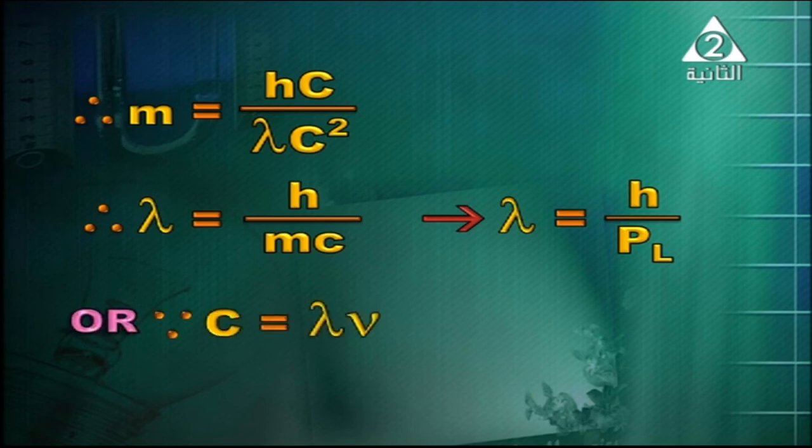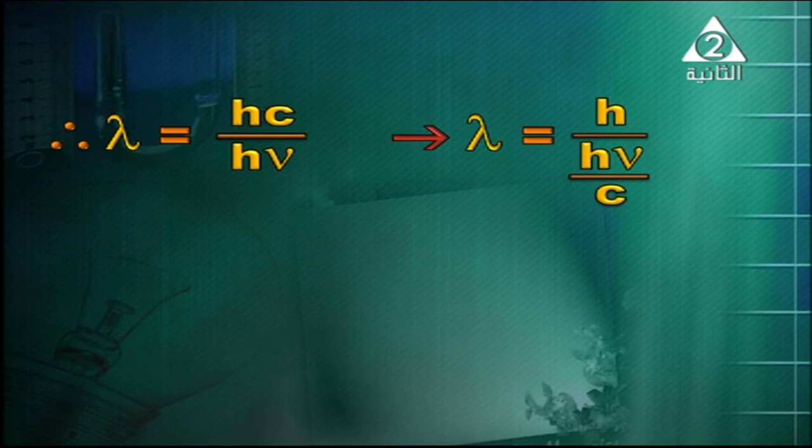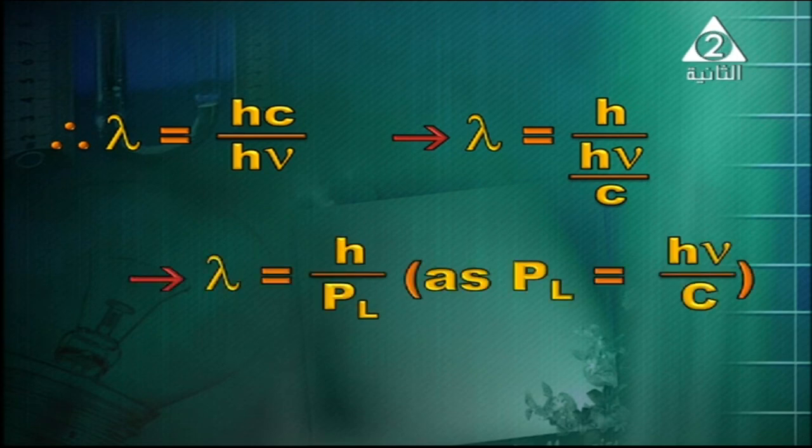Another method: since c equals lambda nu, lambda equals c over nu. Multiplying by Planck's constant, denominator and numerator, lambda equals hc over h nu. It can be rearranged. It is equal to h over h nu over c. And what about h nu over c? It is the momentum of the photon. So lambda equals h over pl. So lambda is inversely proportional to the momentum.